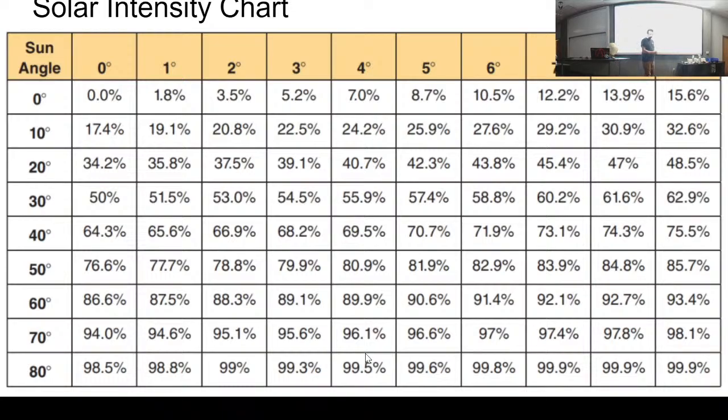So what you're going to do, after figuring out the solar angle, is go to this chart. I assume this will be furnished on your midterm. You will go to the solar angle, and on the y-axis, right here, you will have the tens place. So if your solar angle is 44 degrees, you will find the 40 degrees here, and then go over on your x-axis to the 4, right? So it would be 69.5. That would be your solar intensity.